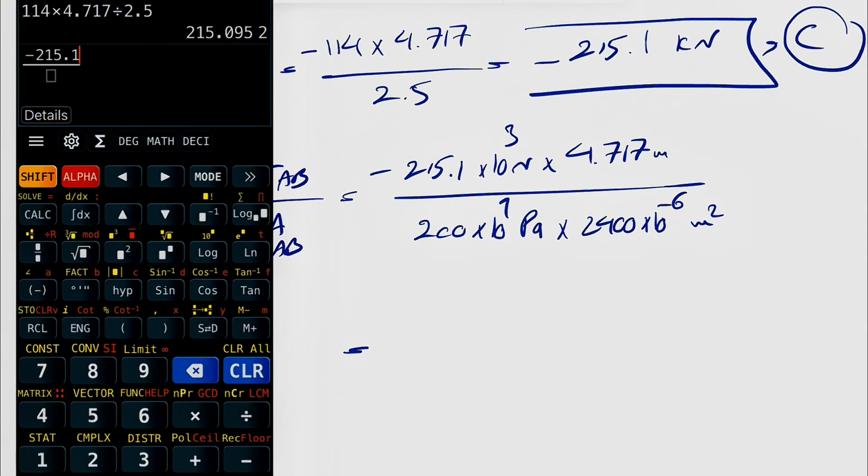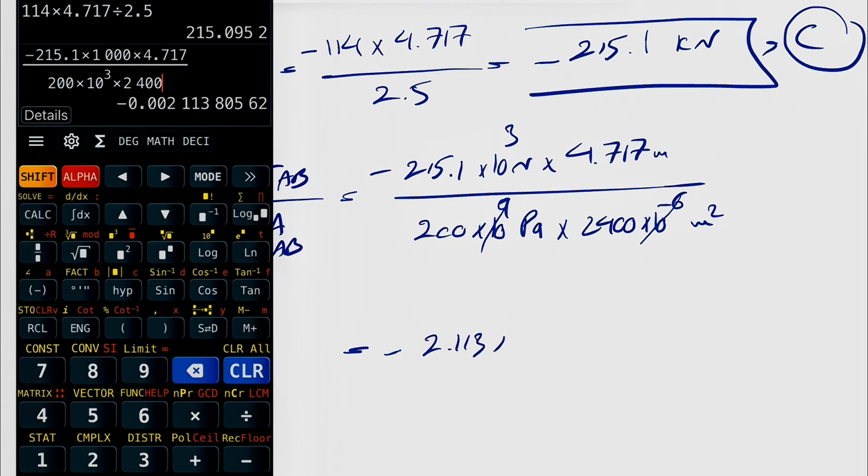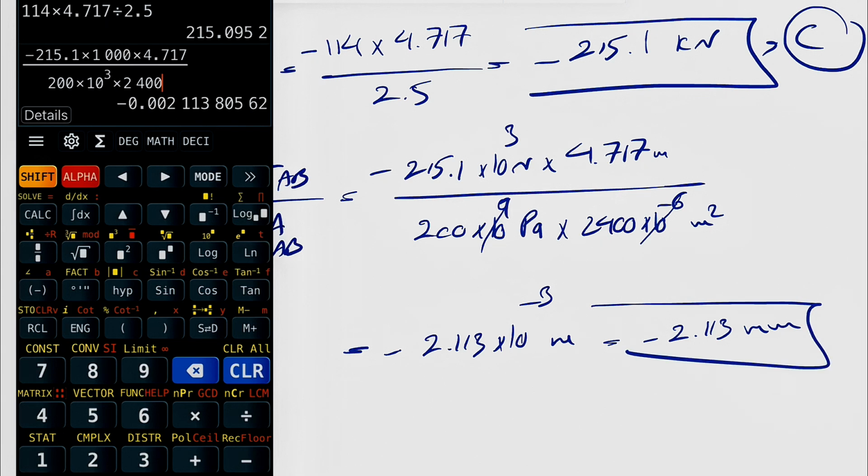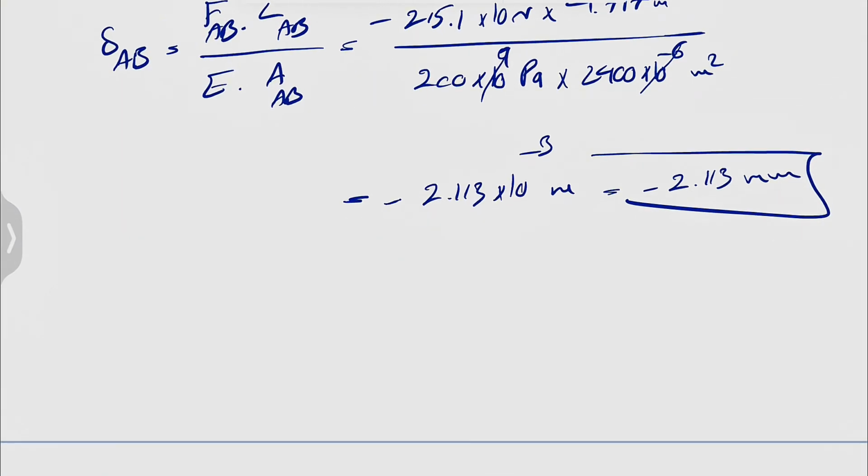So minus 215.1 times 1000 times 4.717 divided by 200 times 10 to the 9 times, or actually I'm going to do 10 to the 3 because we can cancel these two, and times 2400. So this is going to be minus 2.113 times 10 to the minus 3 meter, or minus 2.113 millimeter.